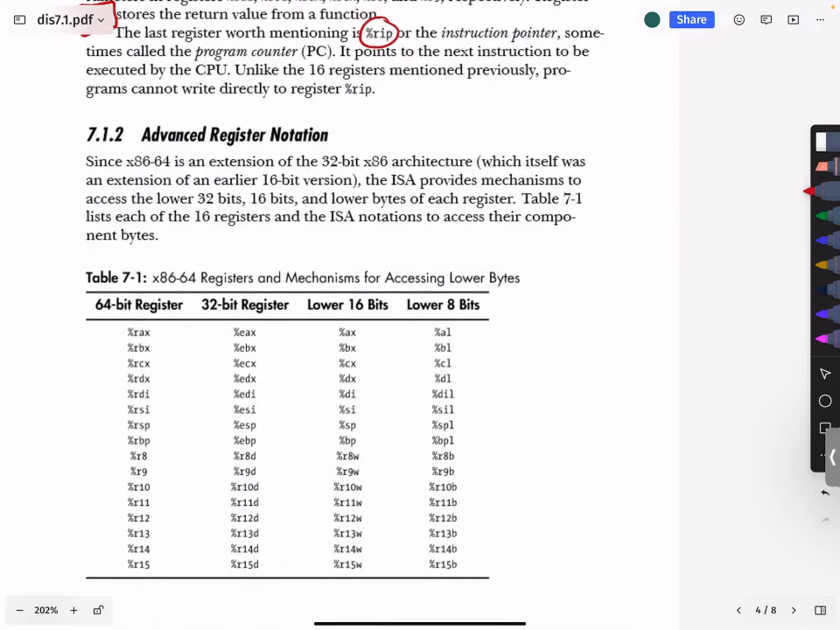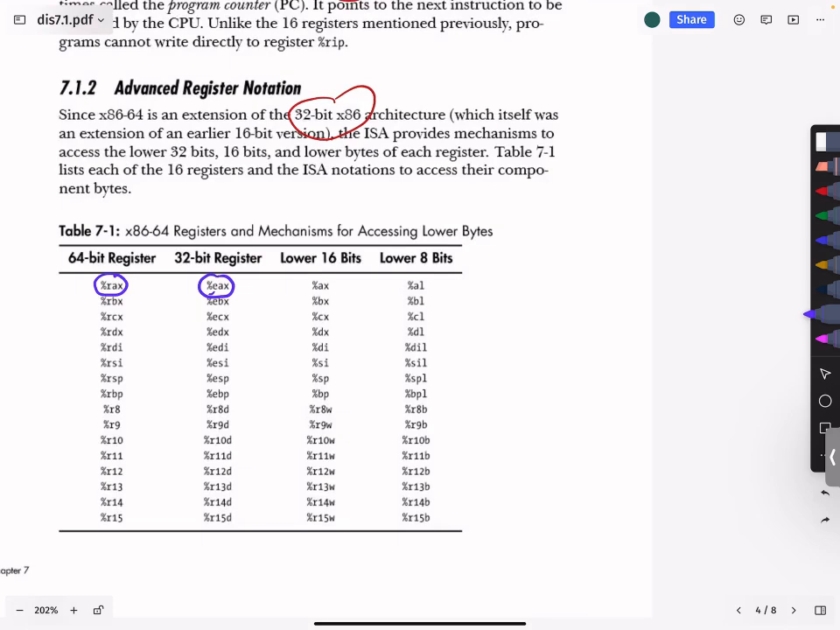Then there's advanced register notation. We're going to see how a lot of this is inheriting from the 32-bit architecture. Basically, the idea is that when you have a register, like let's just say RAX, just to take the first example, if you take the exact same register name but replace the R with E, that means that you're taking the rightmost 32 bits, half of the register, right? EAX is basically the right half of RAX.